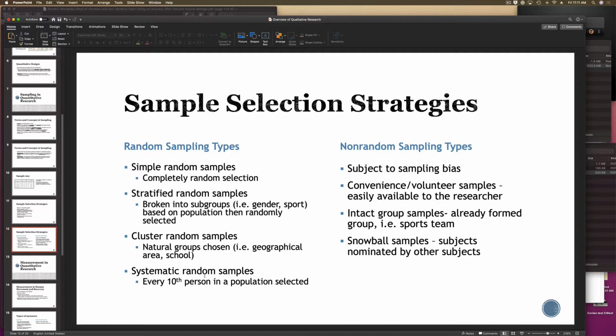A systematic random sample is still random in that everybody has the same chance of being picked, but what we do there is choose every 10th person in a list of the population. Similar to a simple random sample, but instead it's systematic, meaning we're choosing every 10th person through this list. Non-random sampling types have a greater chance of sampling bias and are typically what's used in the research.